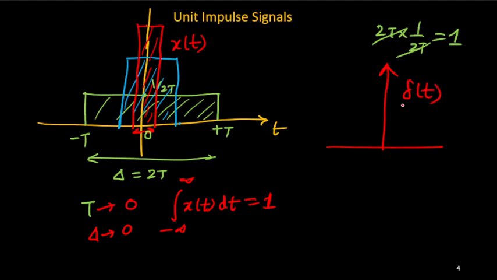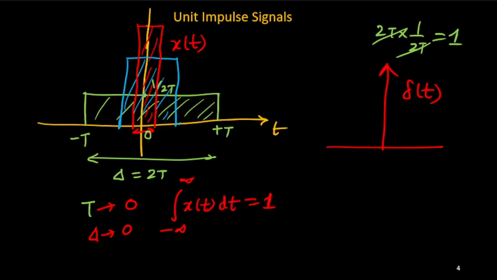Not only that, we can consider one triangular signal. From there also we can reduce the width and get the area 1, and then we can approximate the del t signal. We can also consider the sinc function. There are many ways we can start with, and we can get close to the delta signal.